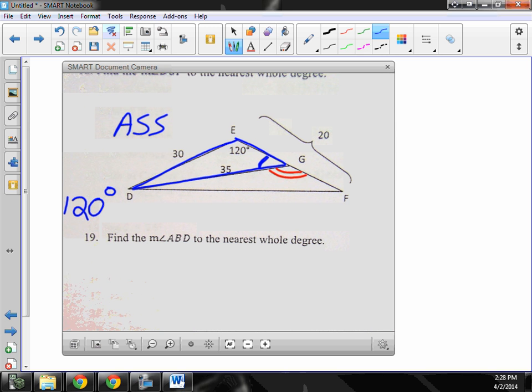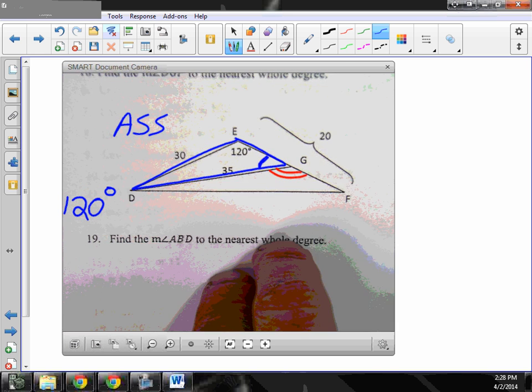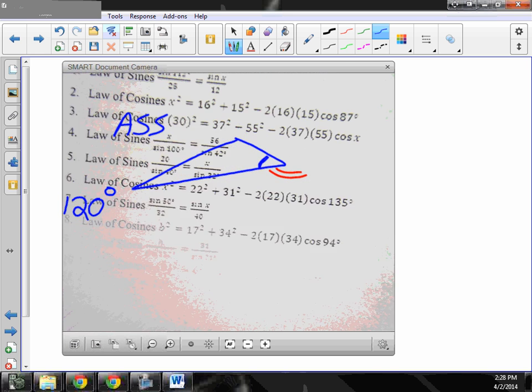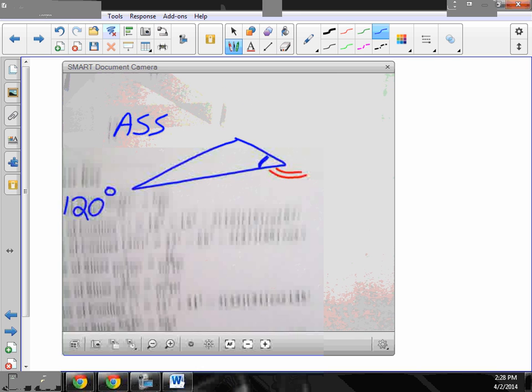All right, any questions? Yes. So it's this problem. Oh, wait a minute. Is it on the next page? Yeah. Sorry, 19, the picture is on the next page.